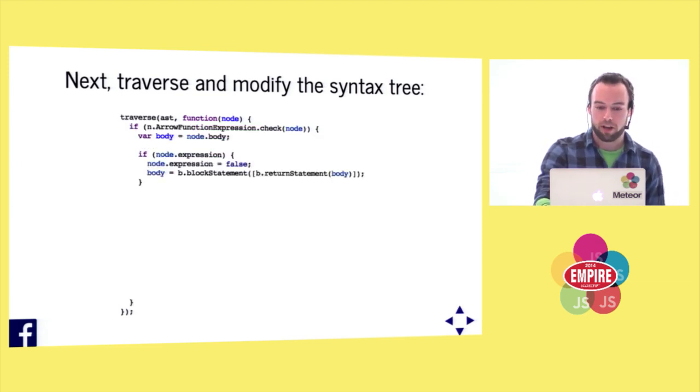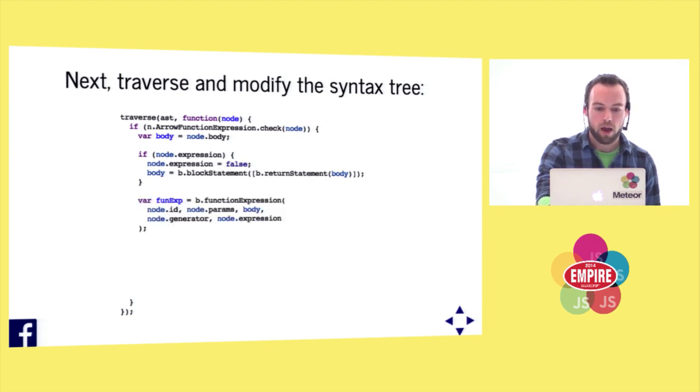Well, if it is an arrow function expression, grab its body. And just in case the function has an expression body, meaning that its whole body is one expression rather than a block statement with potentially a return statement inside of it, we need to make that no longer the case, because that's also a new feature of ECMAScript 6, and turn expression functions into normal-looking functions with curly braces and return statements. And that's how we do that. And then we need to create a regular old function expression out of that arrow function expression, just sort of bring it into the present from the future.